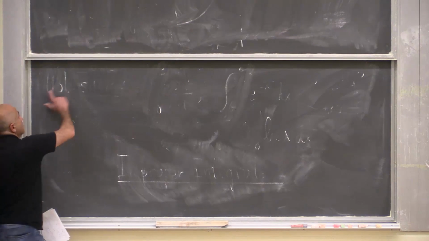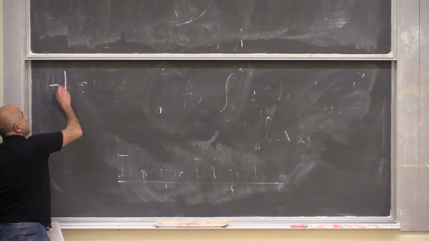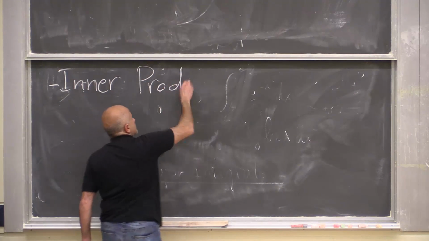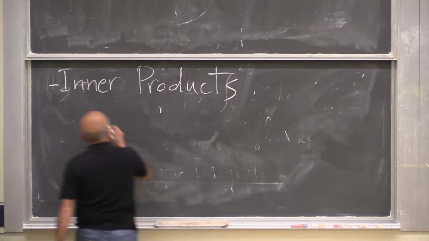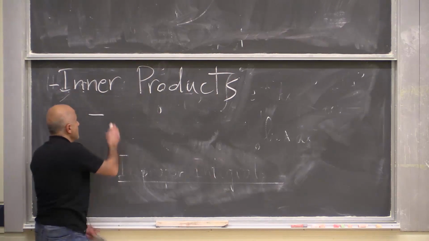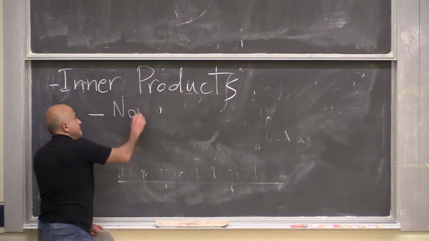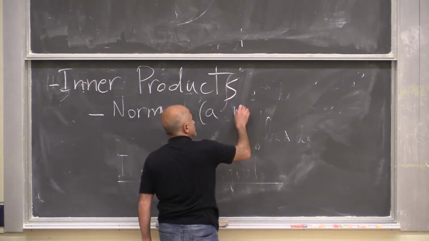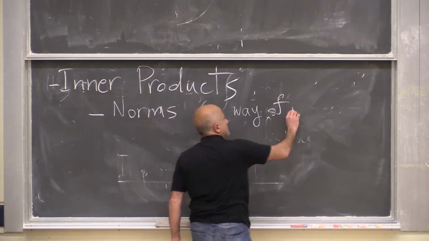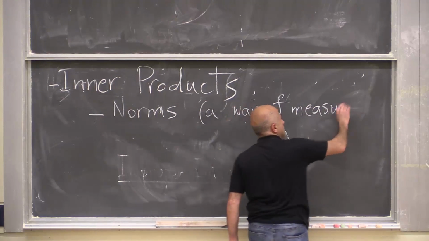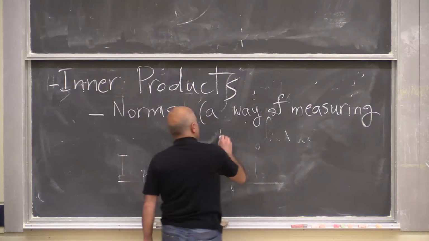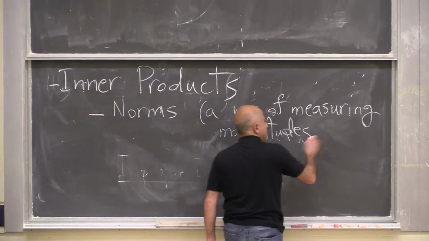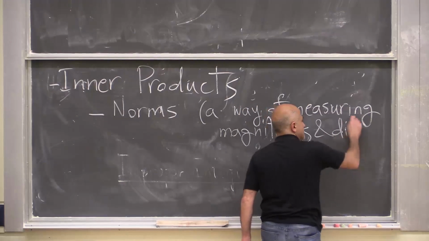All right. So we talked about inner products last time, and we're going to say a lot more about them today. As part of the discussion for inner products, I'm going to talk about norms, which is a way of measuring magnitudes of elements in a vector space and distances between elements.